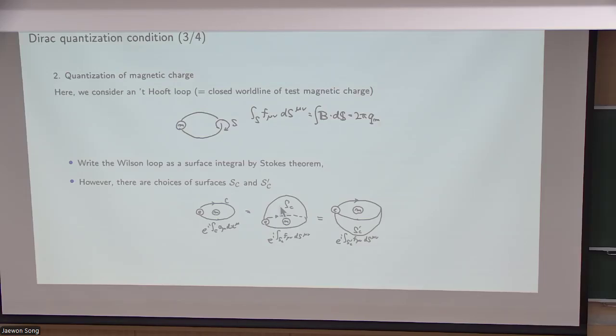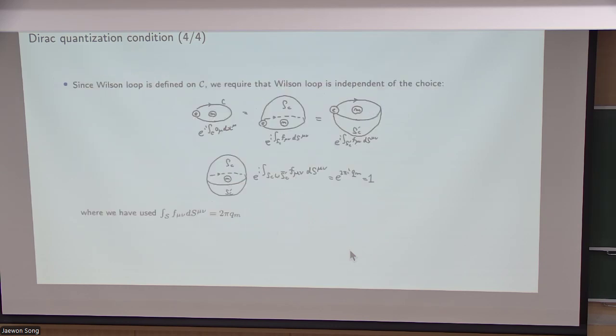However, there are many choices of the surface. For example, we can choose S_C or we can choose another surface S'_C. However, since the Wilson loop is defined on the line rather than the surface, we require that the Wilson loop is independent of the choice of the surface. So this choice and this choice should be equal to each other. So we have this condition.